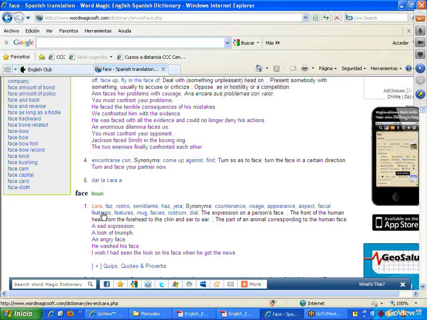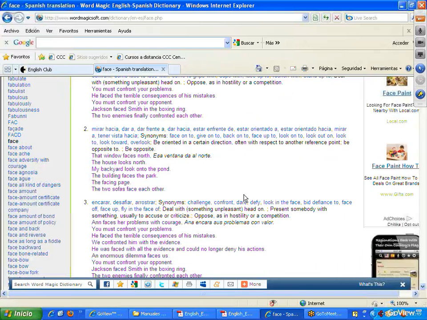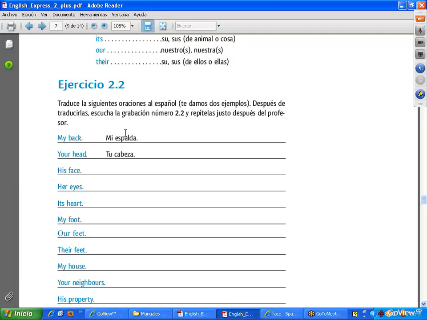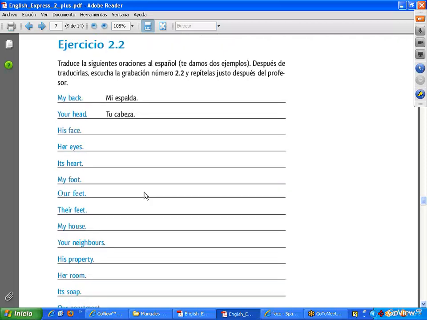Her eyes, its heart. My foot, mi pie. Pero our feet. See the plural? These are regular. His face, her eyes, its heart. My foot, it's an irregular noun. Our feet, and their feet. Their feet, sus pies. Our feet, nuestros pies.